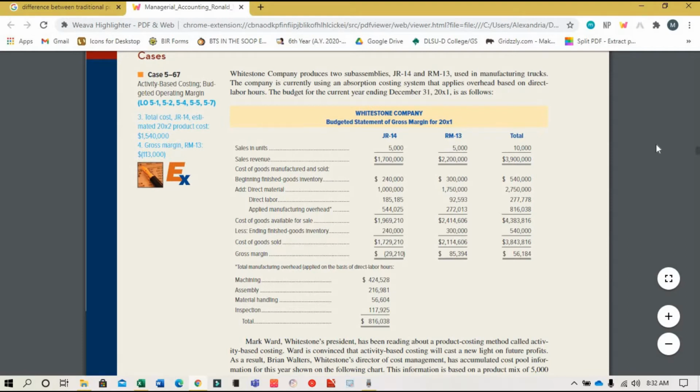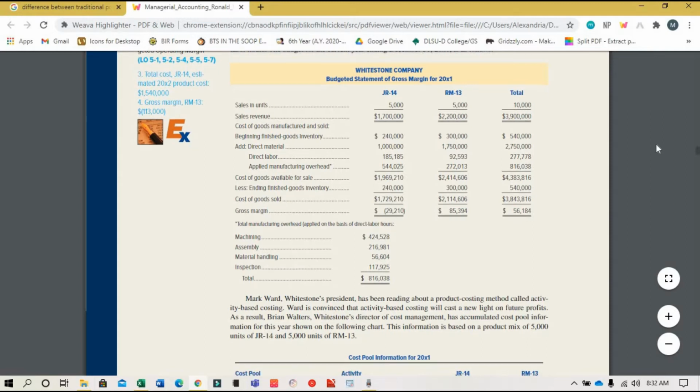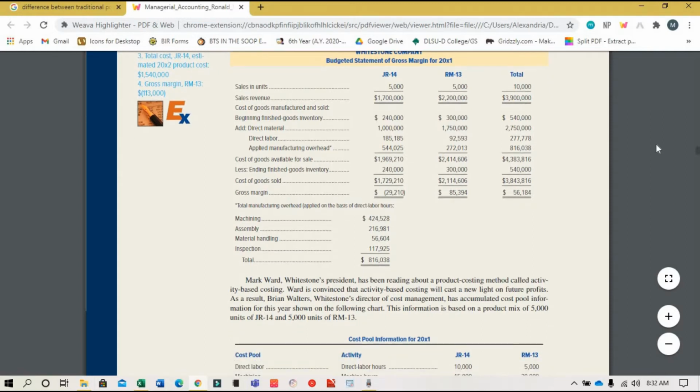Mark Ward, Whitestone's president, has been reading about a product costing method called activity-based costing. Ward is convinced that activity-based costing will cast a new light on the future profits. As a result, Brian Walters, Whitestone's director of cost management, has accumulated a pool of information for this year shown on the following chart. This information is based on a product mix of 5,000 units of JR14 and 5,000 units of RM13.